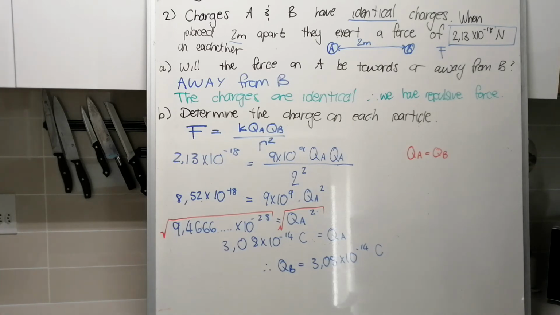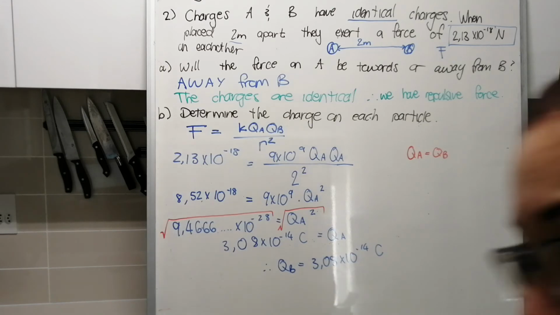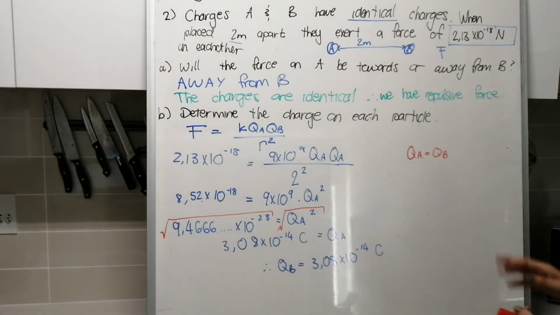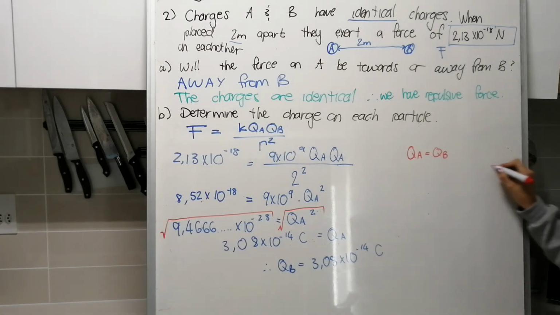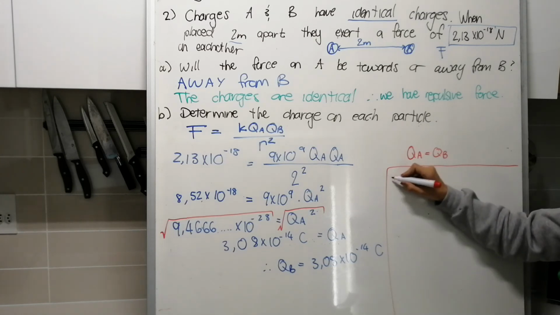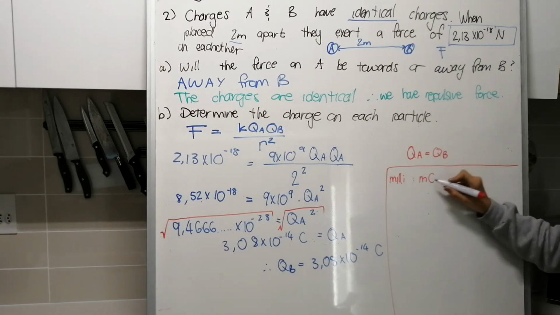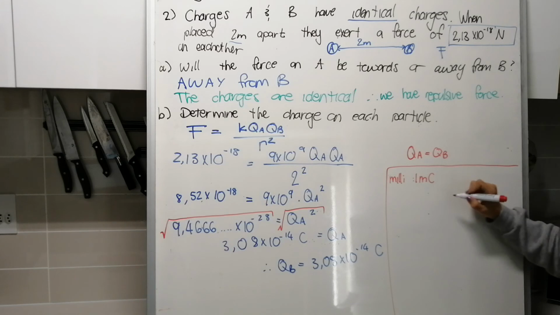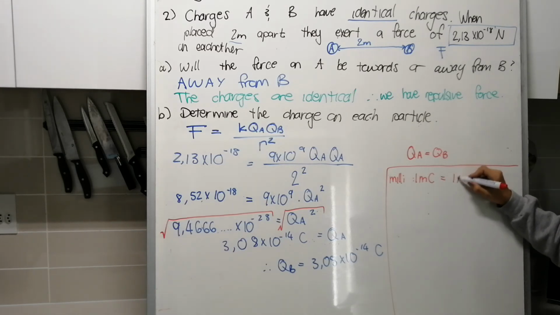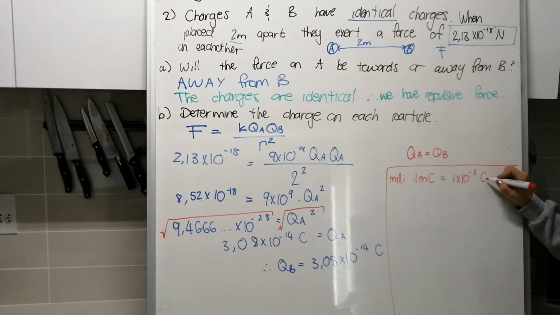Now at the end of the examples for your questions, there's a little reminder of how to convert. Especially with charge, a lot of the time your charge is not going to be given to you in coulombs. It's going to be given to you in milli, micro, nano, or pico coulombs. So if you are given millicoulombs, to get from millicoulombs to coulombs, 1 millicoulomb is equal to 1 times 10 to the minus 3 coulombs. So you just tack this times 10 to the minus 3 on the end.